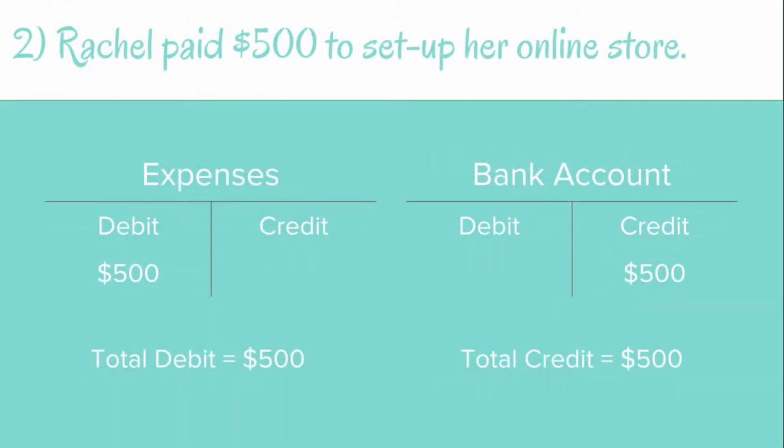Next, she sets up her online store and it is now up and running. She paid $500 for this. Her expenses account will be debited with $500, and meanwhile her bank account will be credited with $500. The total debit and the total credit is the same, and it's $500.